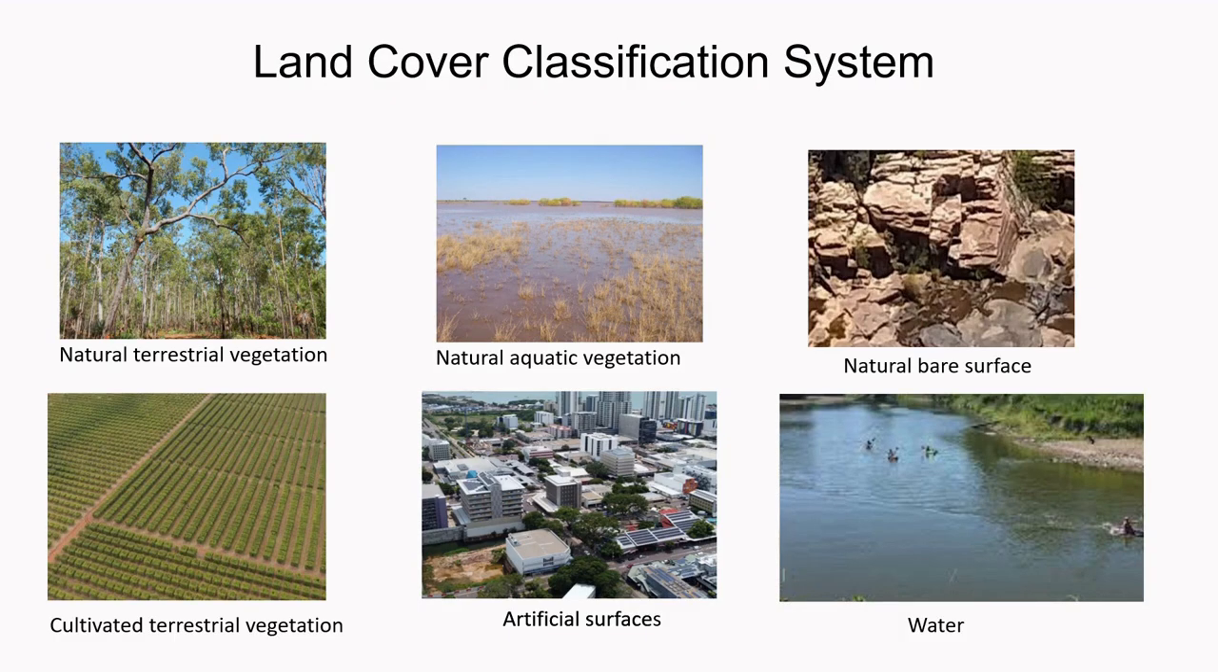Well, so we got 120 pixels, and for every pixel you are now going to say whether it is natural terrestrial vegetation, NTV, or natural aquatic vegetation, natural bare surface, and so on and so forth. So for every pixel in that 120 pixels, you are going to give it one of these labels depending on the dominant surface type you see in the image, or in that particular pixel.